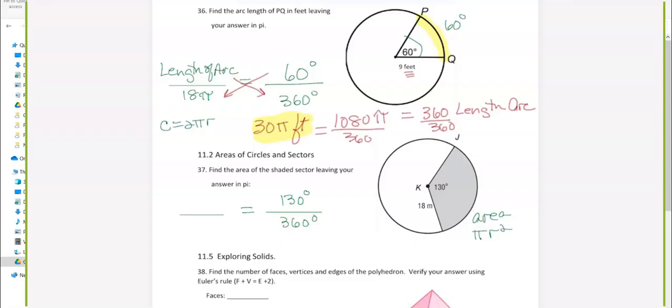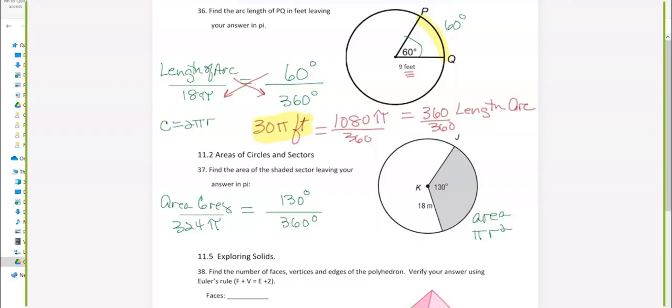So take your 18 and square it, and you should be getting 324. And then you're going to add pi at the end. So 324 pi is the area of my circle. Then this is going to give me the area of the sector. So I'll say area gray.